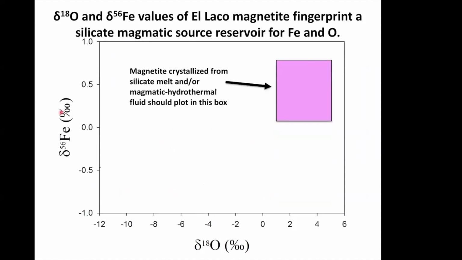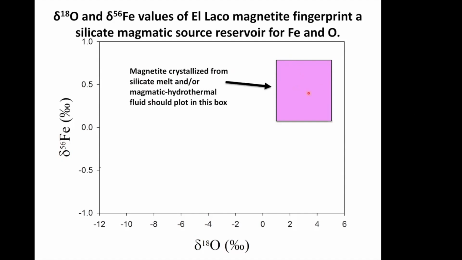So now I'm going to show you a second set of stable isotope data. On the y-axis, we've got delta 56 iron, which is the ratio of iron 56 divided by iron 54 relative to a standard, plotted against delta 18O on the x-axis. And the box that I'm showing here is the box in which all magnetite that crystallizes from silicate melt or magmatic hydrothermal fluids should plot.